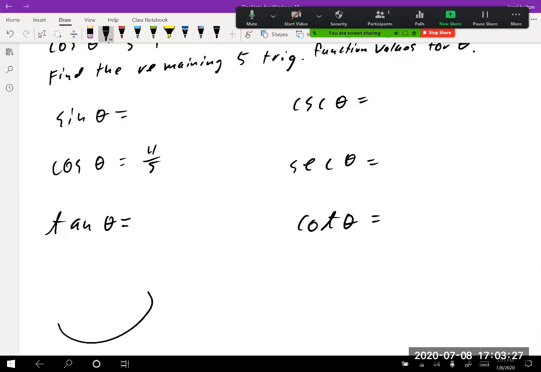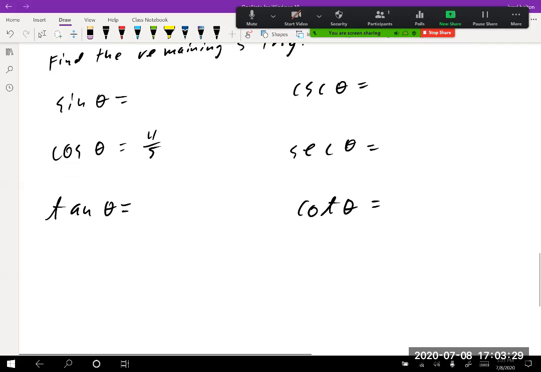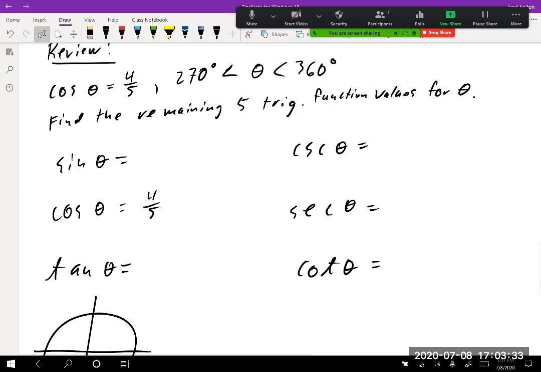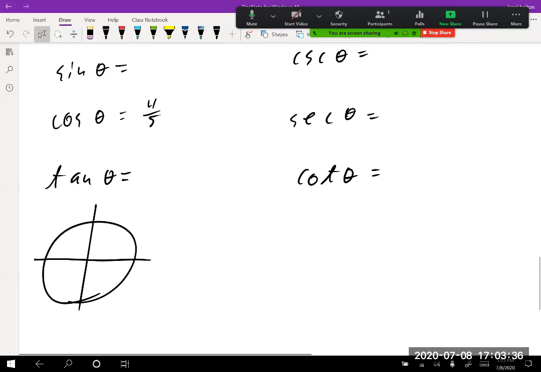Okay, so here's the thing. We know that we are in quadrant 4, because they said theta, whatever it is, is between 270 and 360. So that means we're somewhere here, right? So I'm going to draw my triangle. Okay, so we're in quadrant 4.